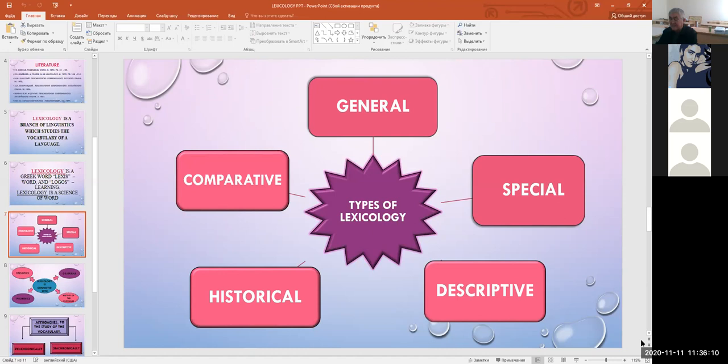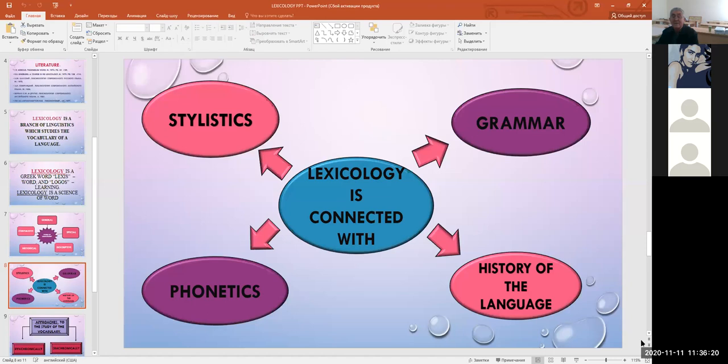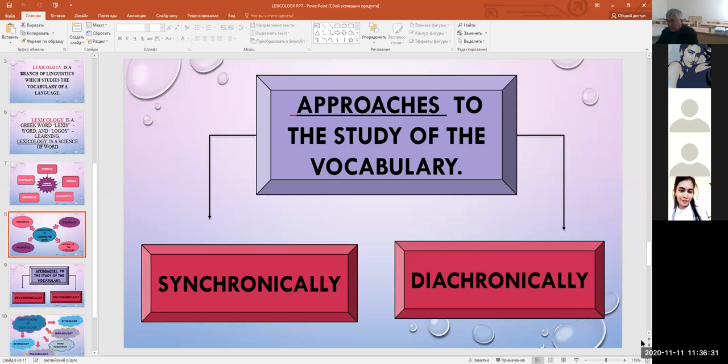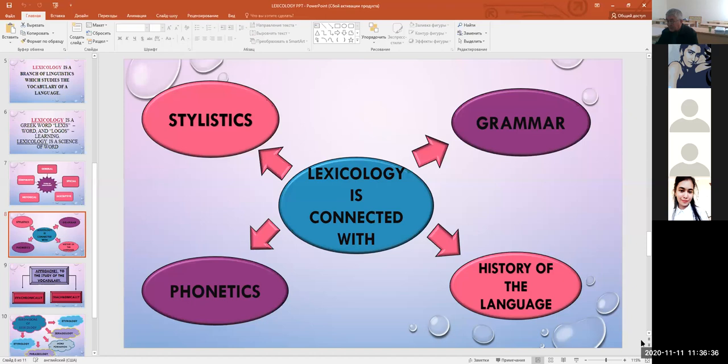Lexicology is connected with other aspects of the language, such as grammar, phonetics, stylistics, and history of the language. Lexicology is connected with grammar because the word seldom occurs in isolation. Words alone don't form communication. It is only when words are connected and joined by the grammar rules of a language that communication becomes possible. On the other hand, grammatical form and function of the word affect the lexical meaning.